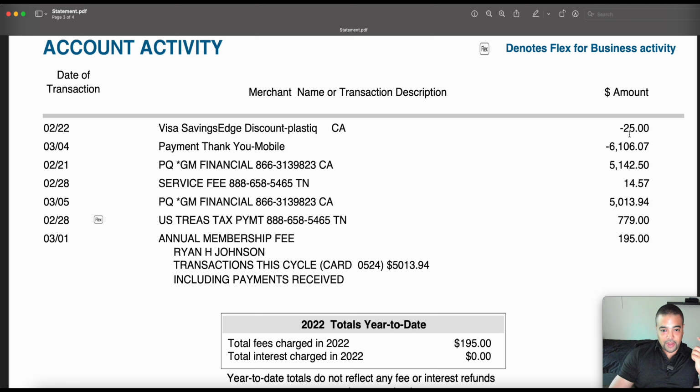Payment, this is the payment I talked about making earlier, the $6,000 payment there. And then this was the charge for Plastiq to GM Financial. This was a service fee. Plastiq breaks out the service fee separately, I believe. So that's what that was for.